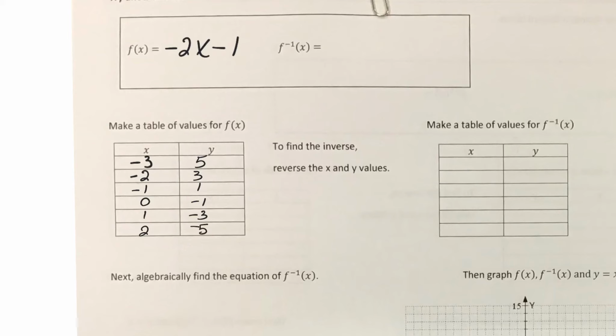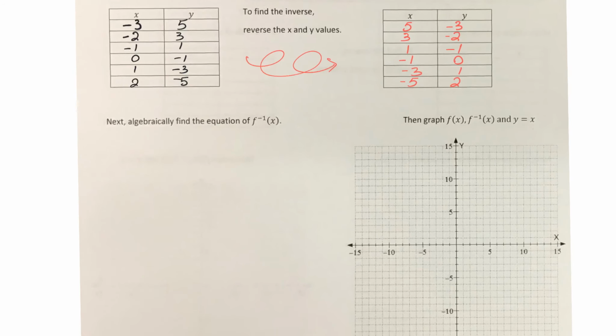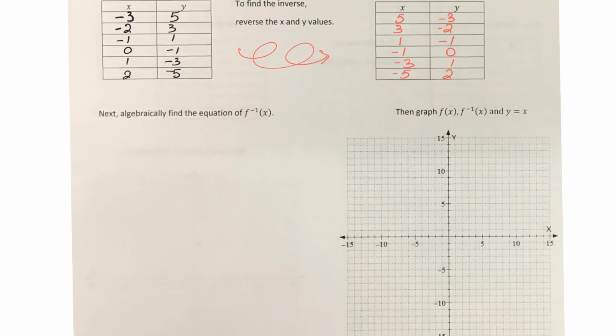All right, so to find our inverse function, we're going to make our reverse. We're going to flip these around. So this is going to be 5, -3. And this is going to be -2, 3, oh, I just goofed that one up. Sorry. This is going to be 3, -2, and this is going to be 1, -1, and this is going to be -1, 0, -3, 1, -5, 2. So come down here, graph those points, and we'll be able to see what our function is.